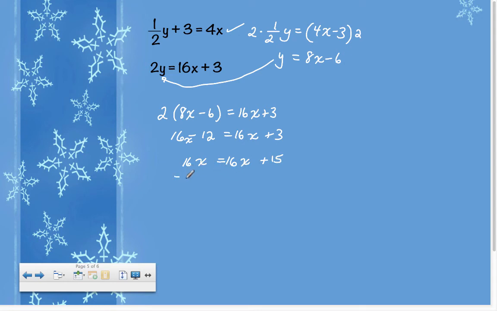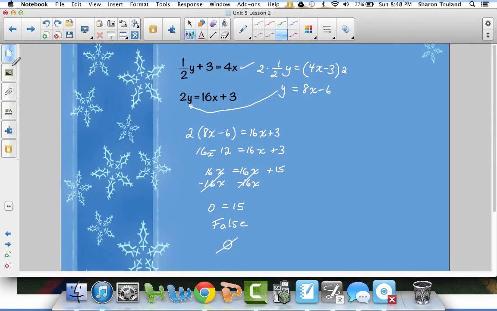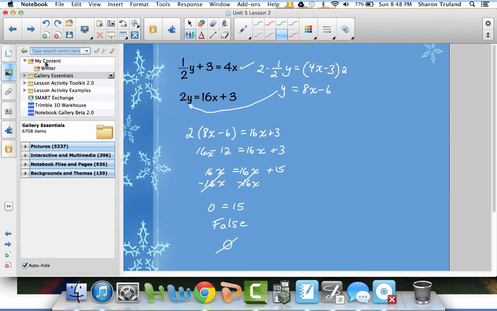What? Wait a second. I'm getting another weird one. This time, I'm getting 0 equals 15? That's a false statement. So guess what with these lines? There is no answer. Because if I were to graph these, give me a second here. If I pull out my grid and graph them.